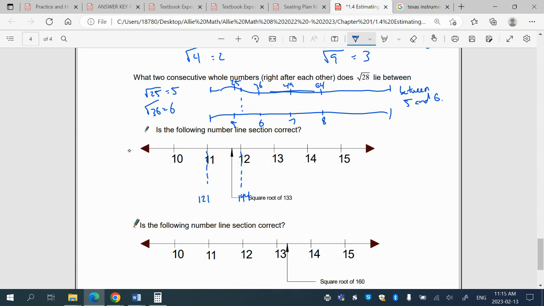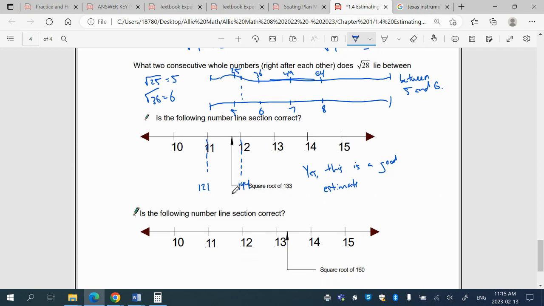Okay, so there's about 23 in between these two. If we added 12, we would be at 133. So it's pretty close. Yeah, a little bit above half. I think that's a pretty good estimate. So I would say, yes, this is a good estimate. Okay, it's at least kind of between the two that it should be between.